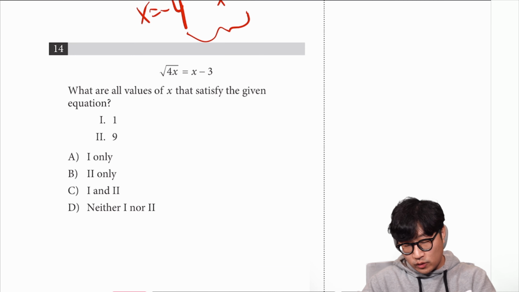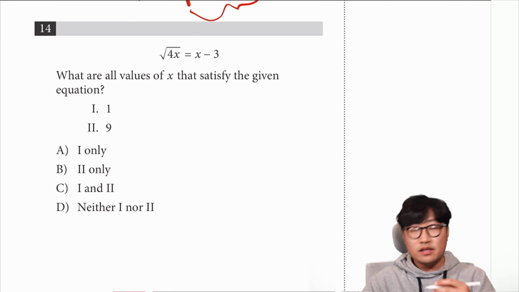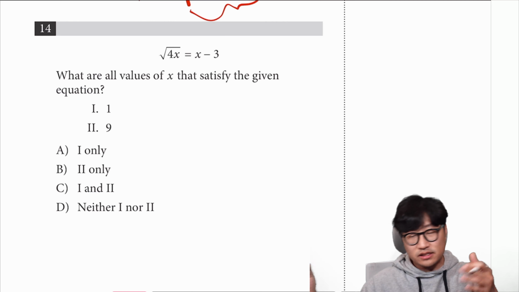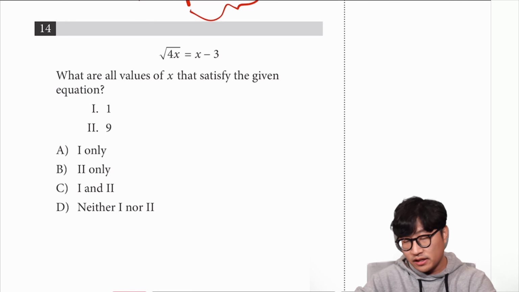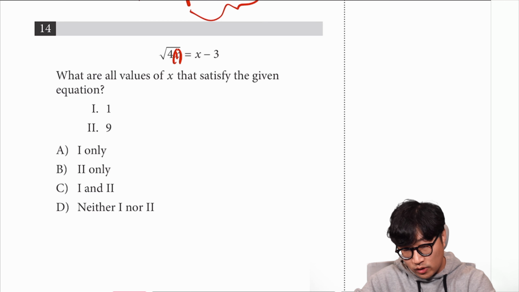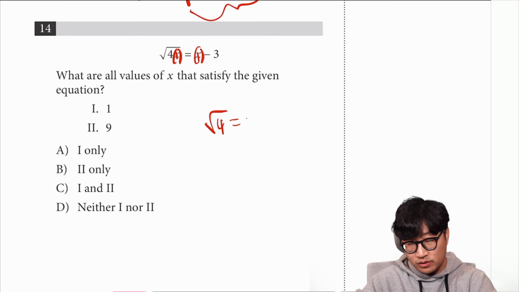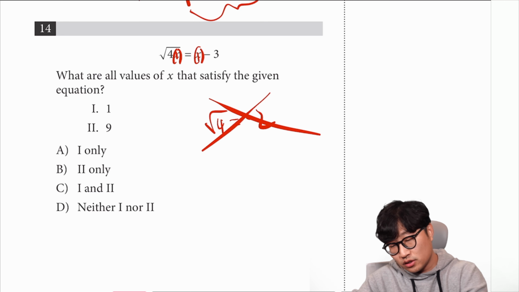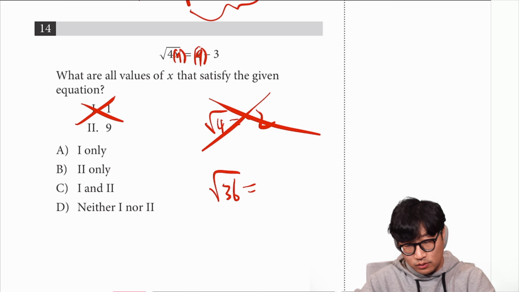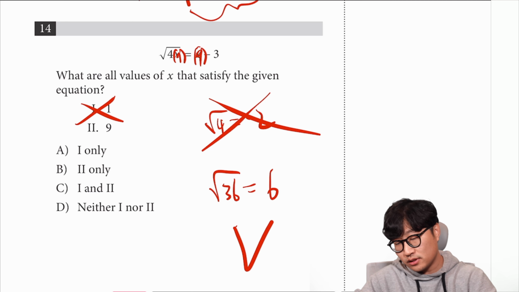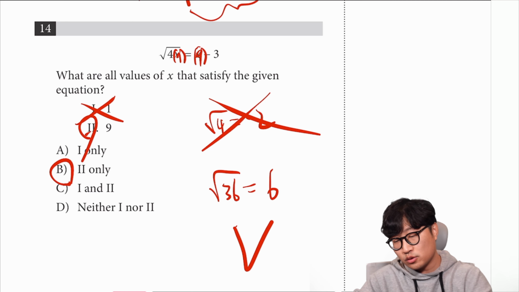Number 14, what are all values of x that satisfy the given equation? I'm too lazy to square both sides and move it over, set it equal to 0 for the whole quadratic. I'm too lazy to do that. I'm just going to plug it in. So, starting with 1. If you plug in 1, that's going to give you the square root of 4 is equal to negative 2, and that's not true. So 1's out. And if you plug in a 9, then that will give you the square root of 36 is equal to 9 minus 3, which is 6, and that is absolutely true. So only 9 only, answer choice B.